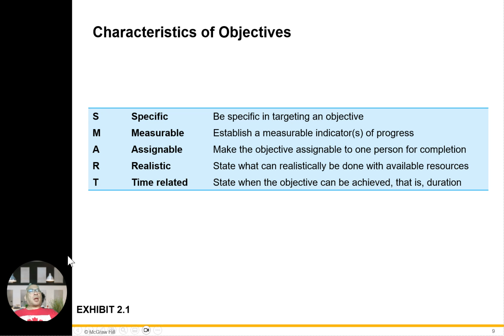That has to be SMART. Okay, SMART is the standard of objectives. S, specific. Be specific in targeting an objective. Okay, and M, measurable. Establish the measurable indicators of progress.